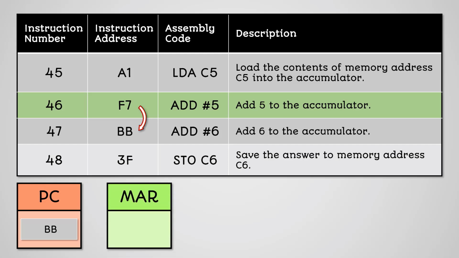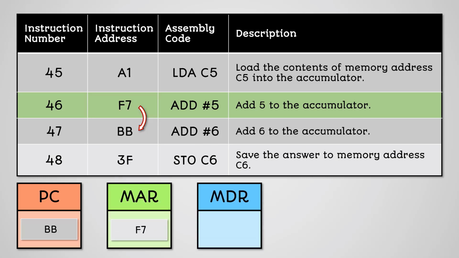The memory address register stores the address in memory for the data to be processed. It may also contain the address in memory that data is going to be written to. In our example, we're currently processing the instruction in memory address F7. So F7 will be stored in the memory address register.